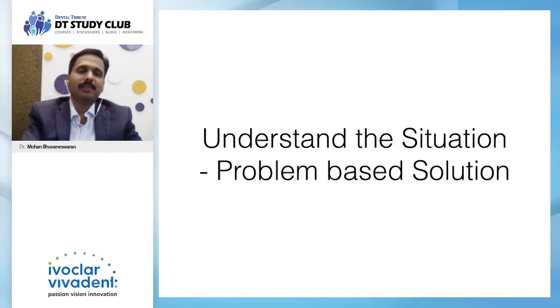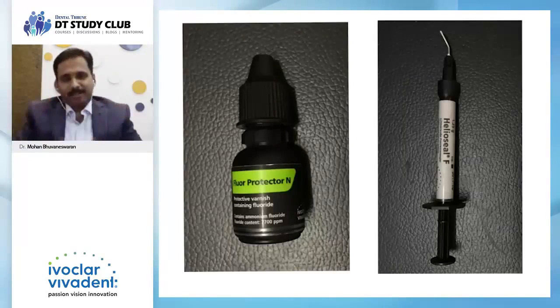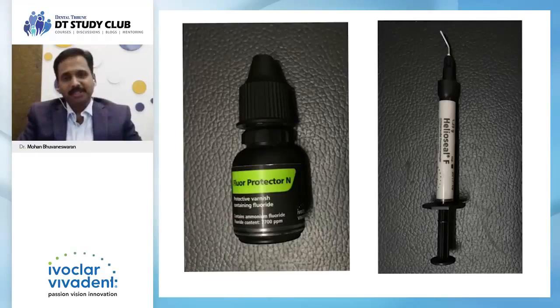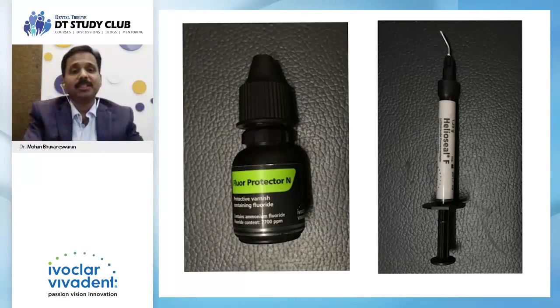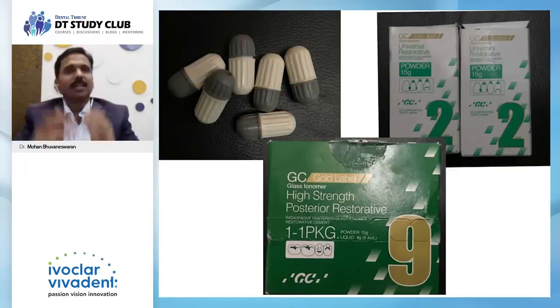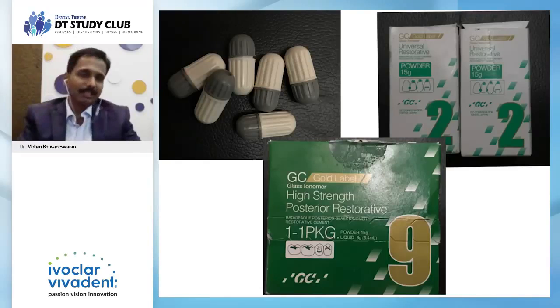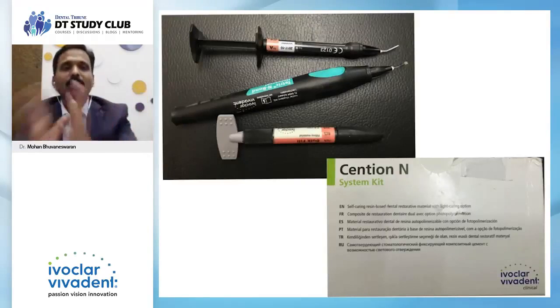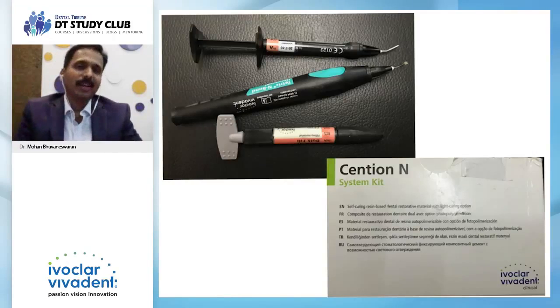Shall I go to the example? There are a lot of materials. Going on to minimal intervention, it starts from fluoride application to our pit and fissure sealants. Then we have our amalgam, our glass ionomer, categories of glass ionomer, then our composite, and now coming to us is Cention N.